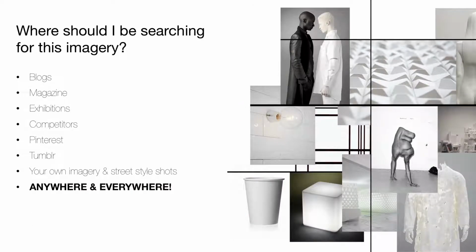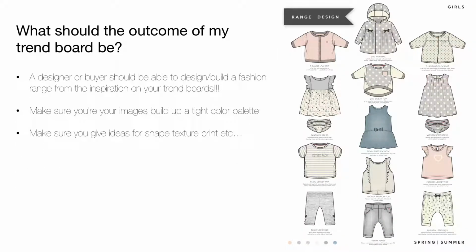So where should I be researching for this imagery? Obviously, it's not just going to pounce at you. You should be researching blogs, magazines, perhaps exhibitions, looking at competitors. Pinterest and Tumblr have a great collection of images as long as you're willing to search, as well as your own images and even your street style shots, basically anywhere and everywhere. And what should the outcome of these trend boards be? A designer or buyer should be able to design or build a fashion range from the inspiration on your trend boards. Make sure your images build up a tight colour palette. Make sure you give ideas for shape, texture and print.